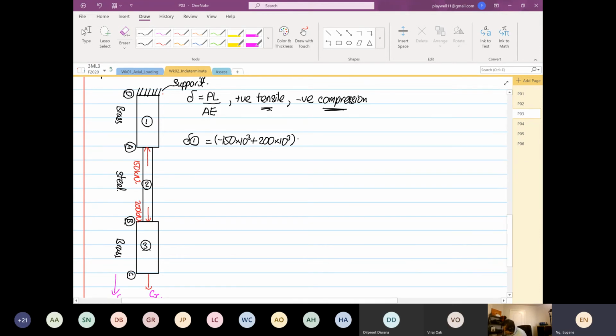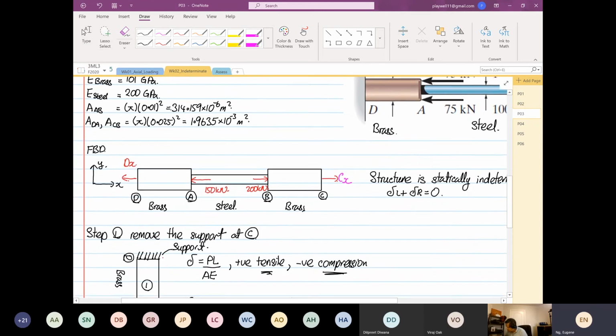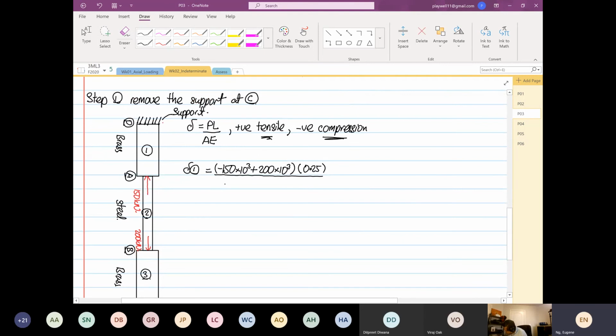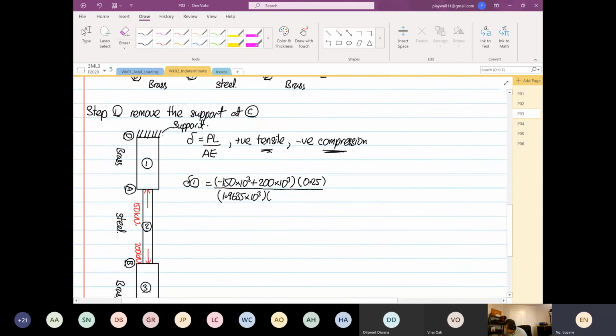Then you divide, so the length. The length is equal to 0.25. The A is the bigger area that we calculated earlier. The area is 1.9635 times 10 to the power minus 3. And then this is made of brass. I did mention that brass E is equal to 101 times 10 to the power 9.